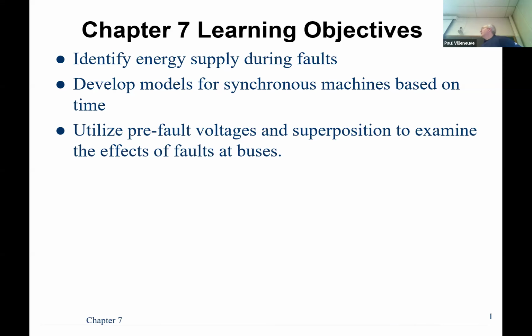Okay, this is chapter 7 in that book, if you had bought one of the recommended textbooks. It's talking about fault analysis because we have this really useful, powerful tool that we just completed: load flow. And so we can calculate all the voltages in our system. Once we have all those voltages, then we can go ahead and calculate the currents that would result from a fault occurring.